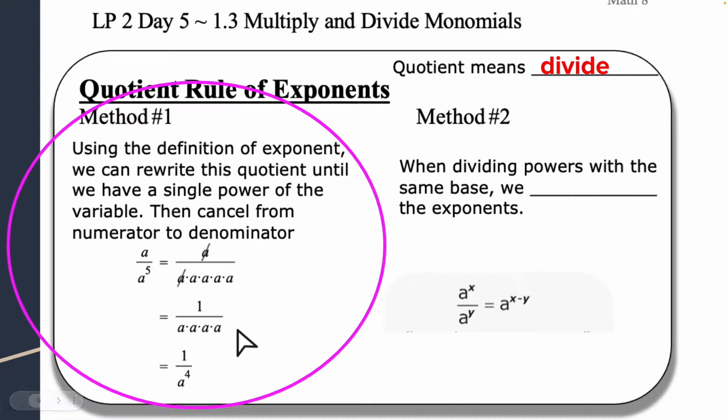With this one, I have a divided by a to the fifth power. So I have a on top, and then I have 5 a's on the bottom. You can see how they expanded that out. And then what cancel means is I can cancel 1 to 1. So I can cross off 1 a to 1 a.